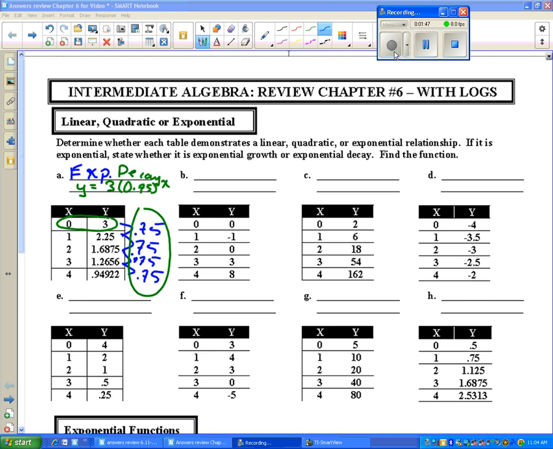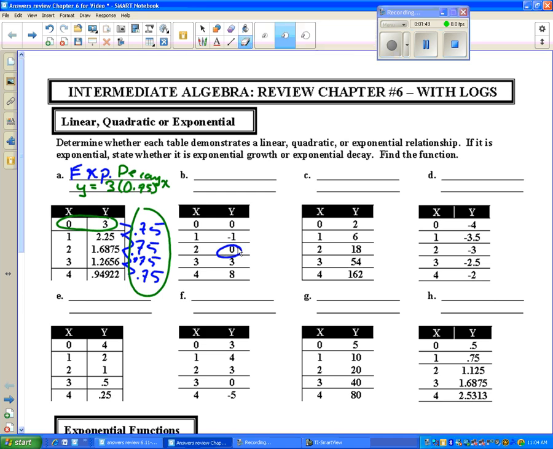Letter B. Having this 0 here tells me more than likely division's not going to work. Negative 1 divided by 0 doesn't work. 0 divided by negative 1 is going to be 0. So division's not going to work. This is going to be some sort of linear or quadratic. Negative 1 minus 0 is negative 1. 0 minus a negative 1 is 1. 3 minus 0 is 3. 8 minus 3 is 5. So it's not exponential. It's not linear.